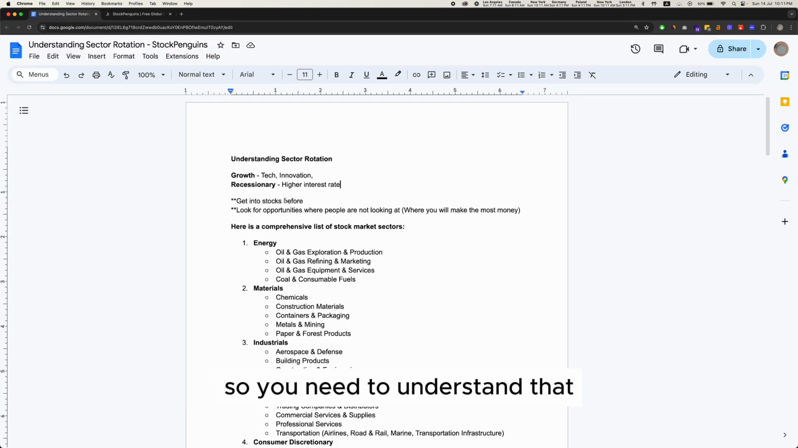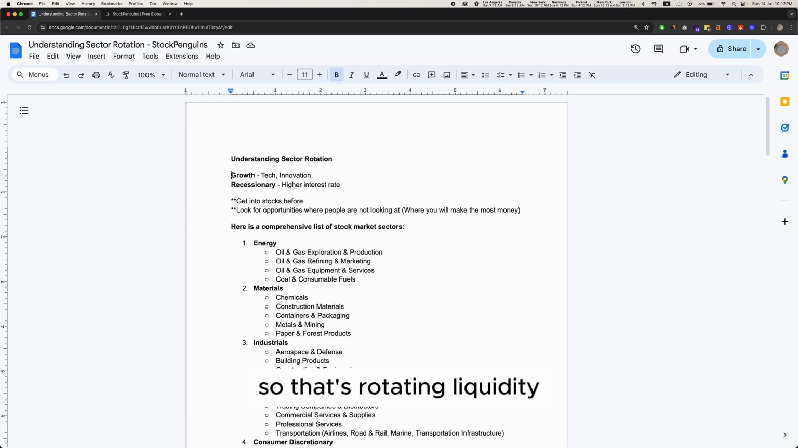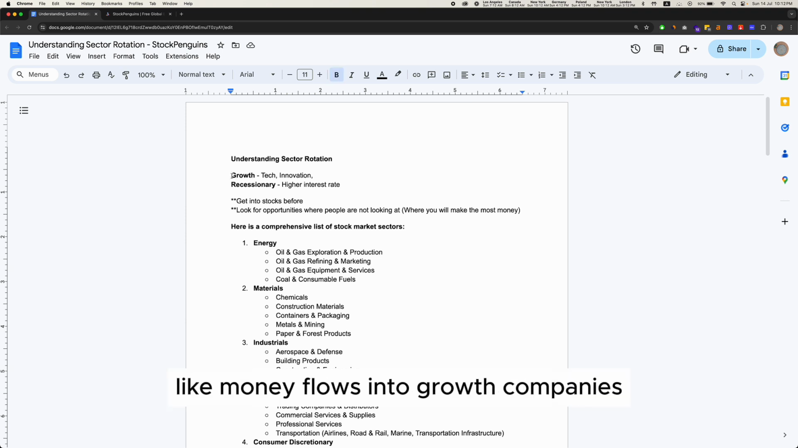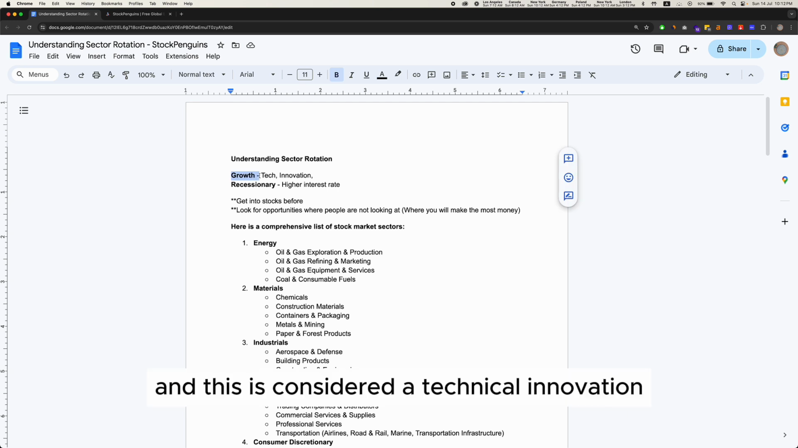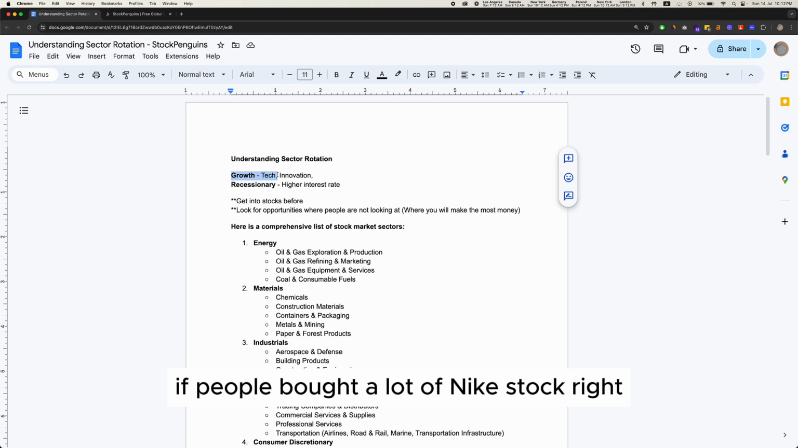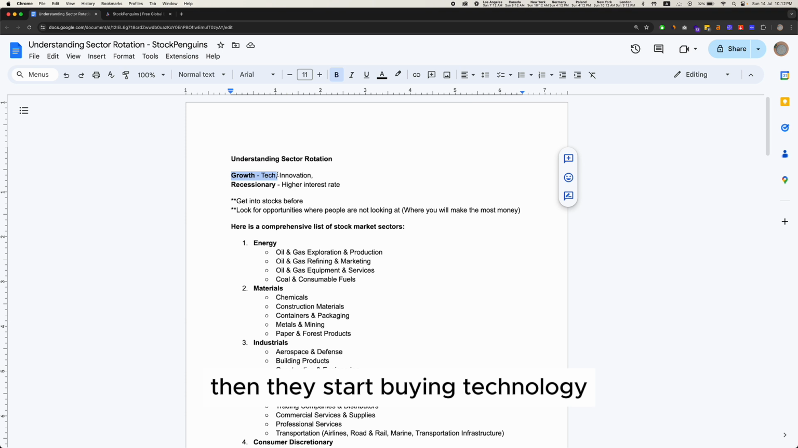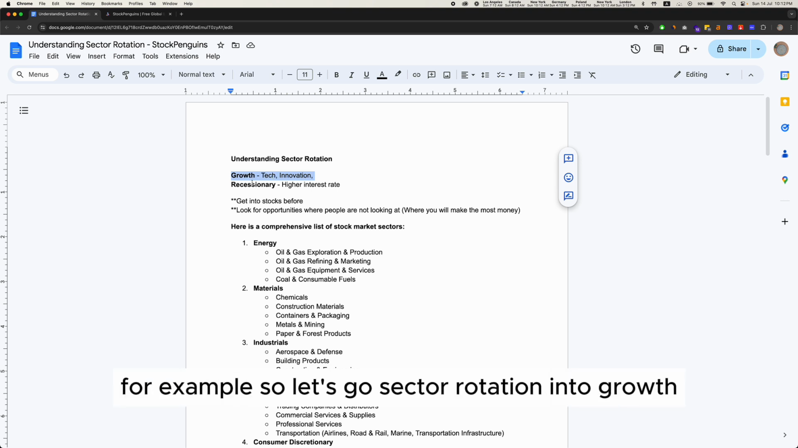Okay, so you need to understand that there's generally two types of sector rotations. So there's rotating liquidity, or like money flows into growth companies, and this is considered a tech or innovation, a growth rotation, right? So for example, if people bought a lot of Nike stock, and then they wanted to start buying into growth, then they start buying technology, they start buying innovation, stuff like that. Then they will move their money from the other stocks into buying into growth or tech stocks, for example. So that's called sector rotation into growth.